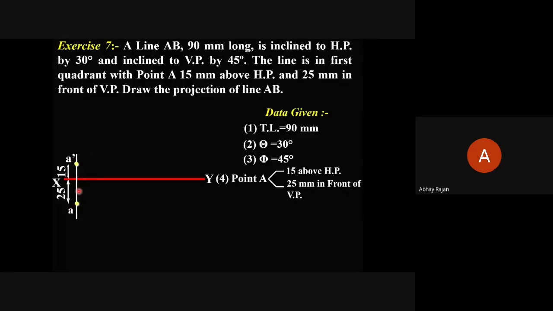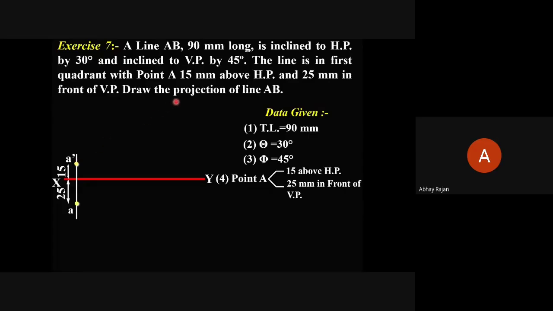Okay, front view and top view, and now you have the true length given as 90 mm. So you are going to draw this 90 mm line inclined to HP by 30 degrees. From here you can draw a small parallel line, take 30 degrees with the protractor, and then draw a line with a length of 90 mm.